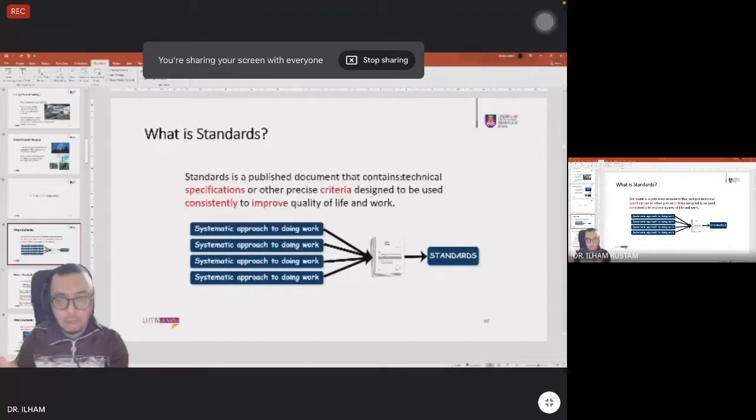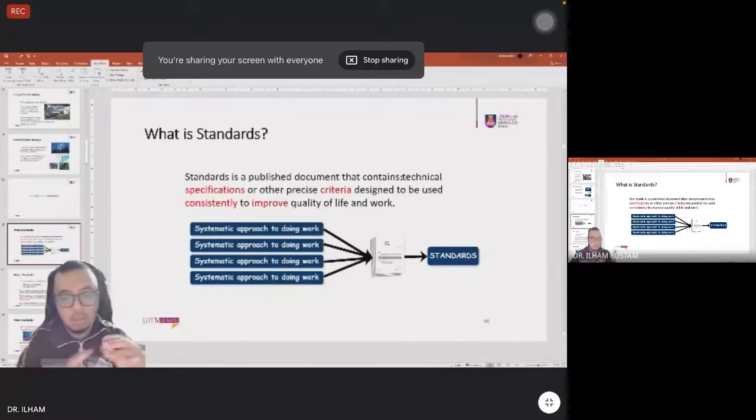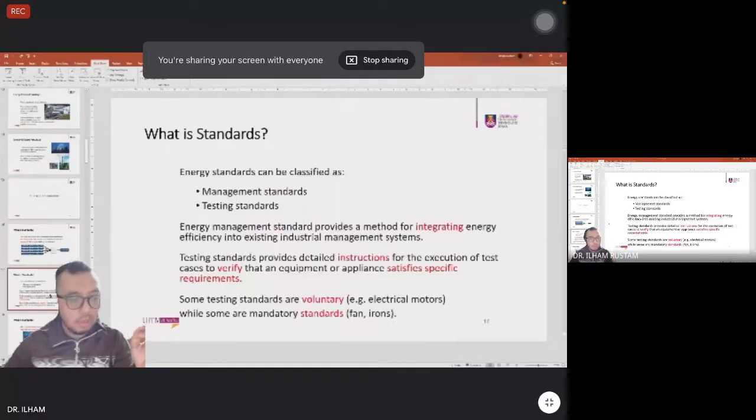Imagine aircon. This is not only about how or where it is being manufactured, but also the proper way to use it. So that is standards. So basically, a systematic approach where we compile everything. Okay, and then there are two things. It can be classified as management standards and testing standards.